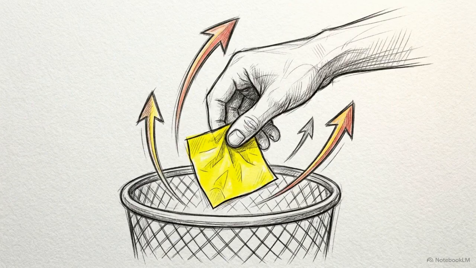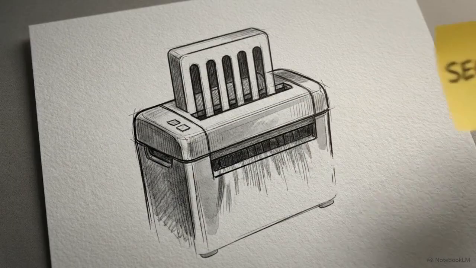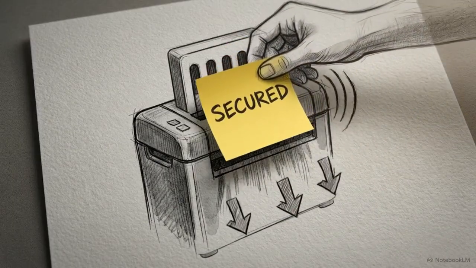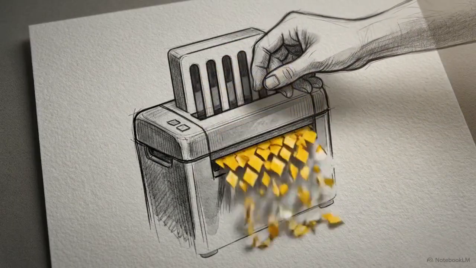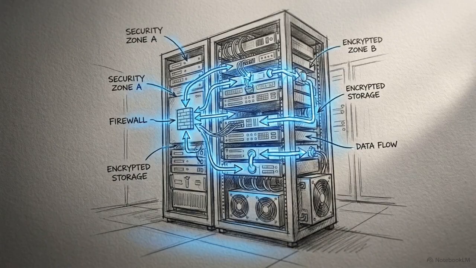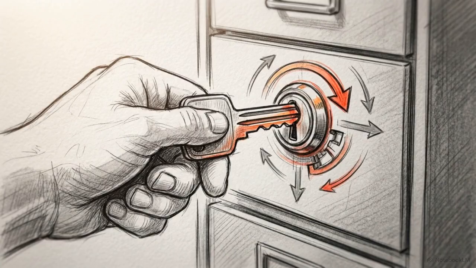If you find paper documents containing protected information, redirect them. Put them directly into a cross-cut shredder or a designated locked disposal bin until they can be destroyed. Enterprise data security does not end with the IT department. It relies on the physical habits of frontline staff managing paper and hardware.